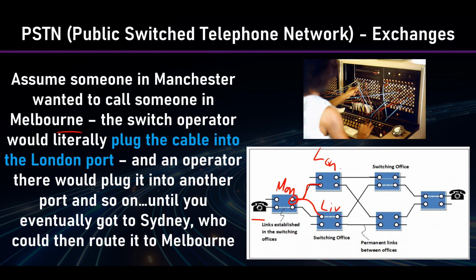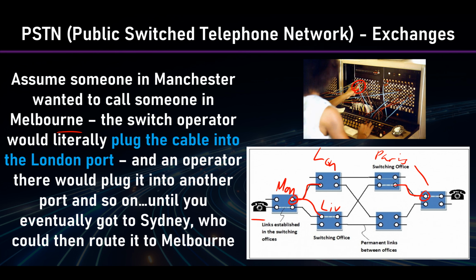Let's say from this London port, we then want to plug it into, I don't know, Paris, then to wherever else it's going to go. Eventually, let's say it's going to get to Sydney, somewhere in Australia. And then from there, they're just going to route it to Melbourne. So hopefully that makes sense.